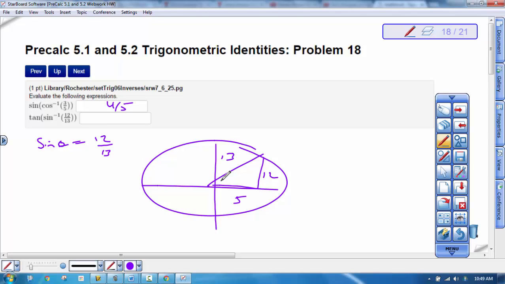Draw a reference triangle. Sine is opposite over hypotenuse. Do the Pythagorean theorem to get 5. And then take the tangent of that same angle theta, which is opposite over adjacent, to get 12/5.